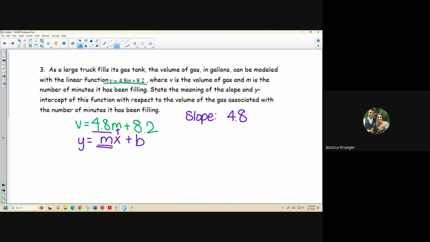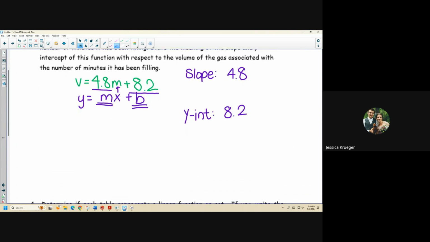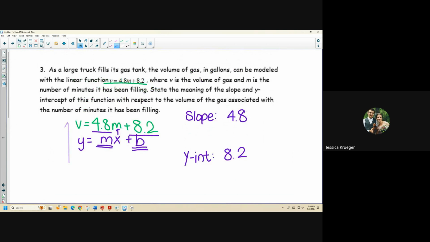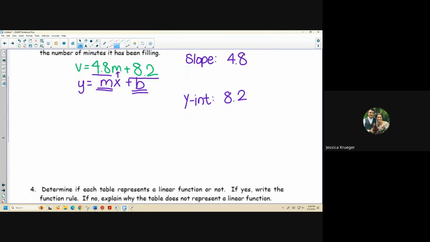Now we'll talk about what that means in a minute. B is your y-intercept. It's where you begin. It's the constant. So that's going to be 8.2. So the y-intercept is going to be 8.2. Now we have to think about what this is measuring. So if I were to set up a table for this, here's different m values and different v values. Where do we typically like our tables to start? We typically like it to start at 0.